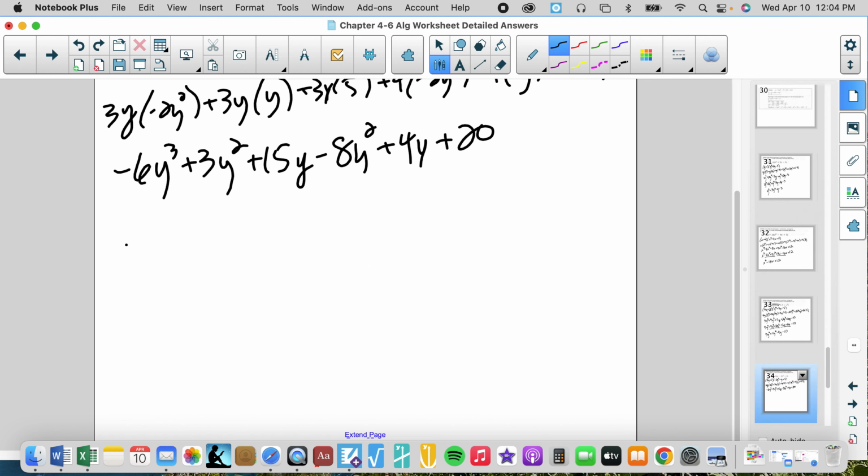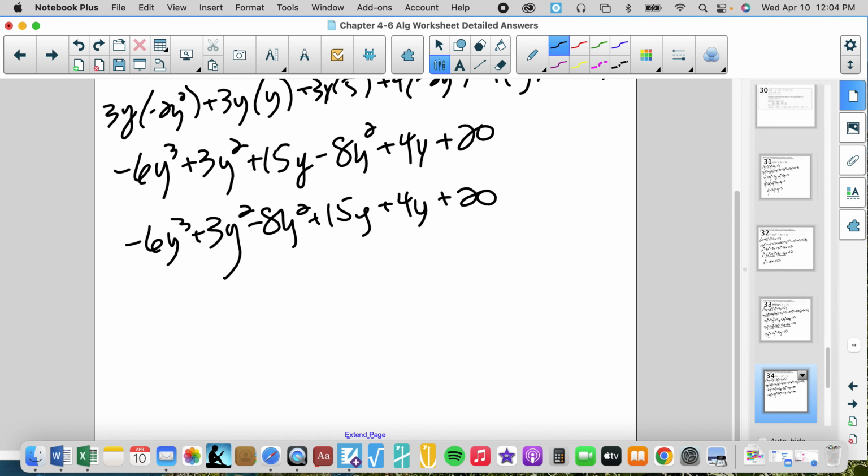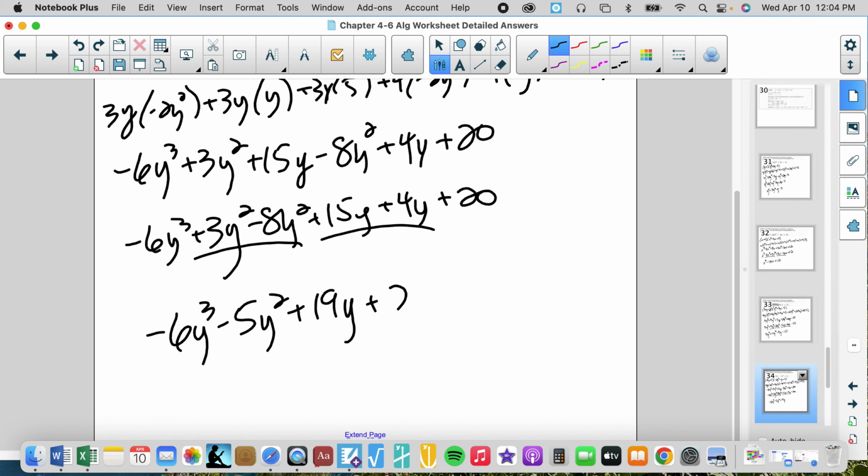Let's reorder. Negative 6y cubed plus 3y squared minus 8y squared plus 15y plus 4y plus 20. Negative 6y to the third. That's going to give you negative 5y squared. That's going to give you 19y plus 20. Was that the last one?